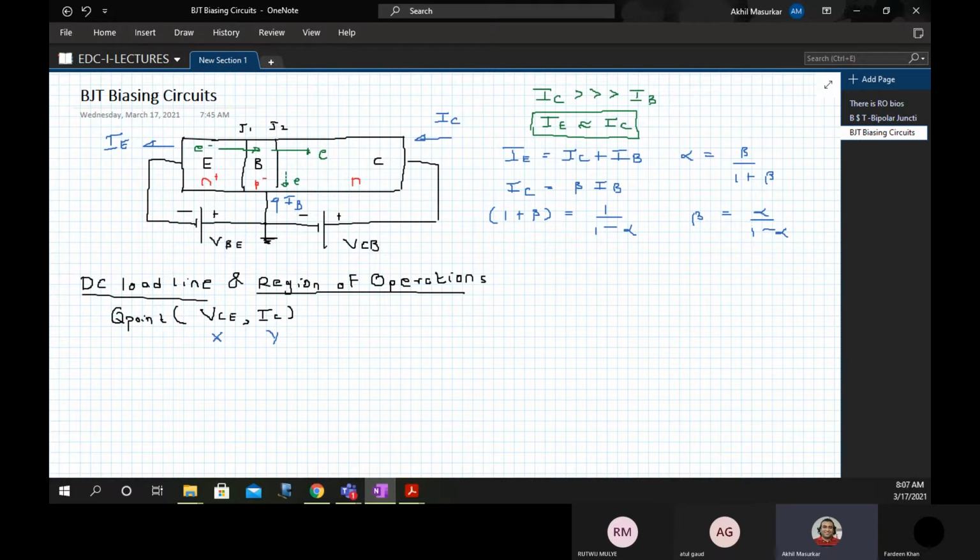The circuit that provides this bias point or this state of stability is called the bias circuit.